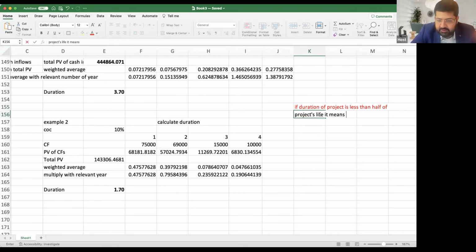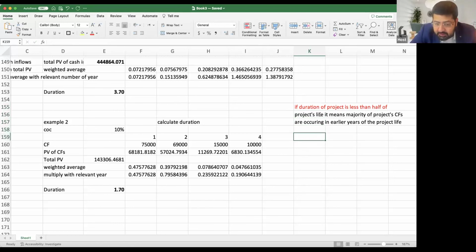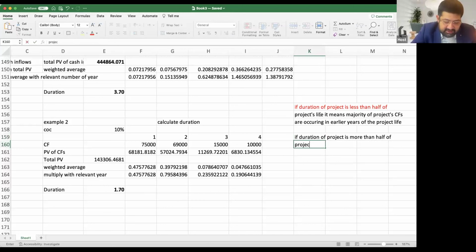it means majority of project's cash flows are occurring in earlier years of the project life. And if duration of project is more than half of project's life, it means majority of project's cash flows are occurring in later years of the project's life.